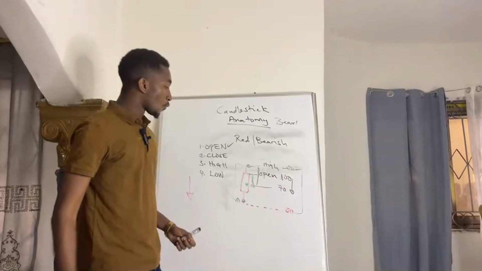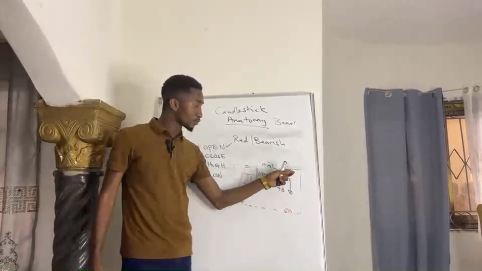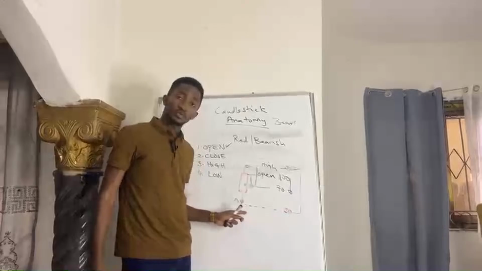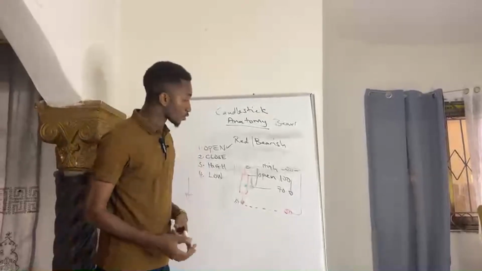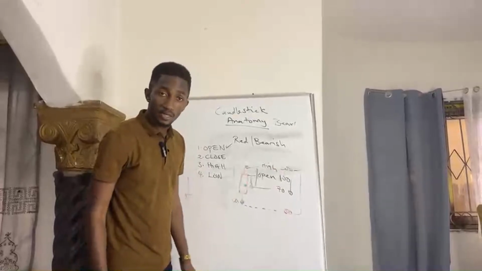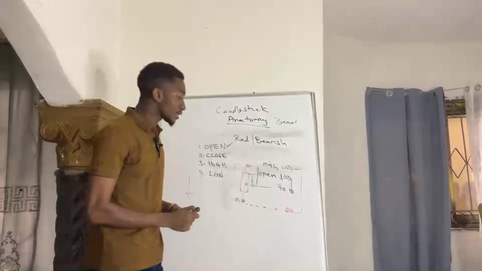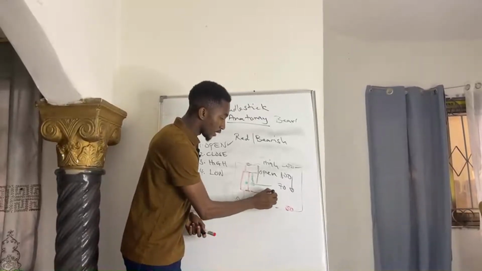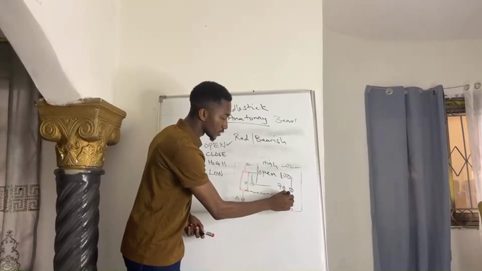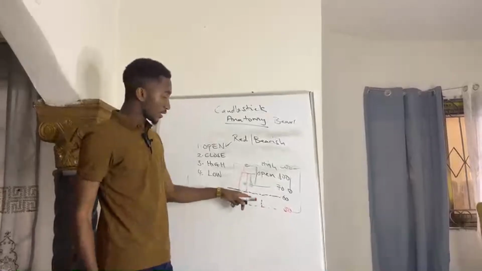So now, when the sellers push the price all the way down from 200 to this particular area, what happens? They are now tired because they took the market from $200 to $50. The buyers are now going to come in again to try and push this up. Let's say they push this all the way to 60. So this is going to be the close. This is where the candle tends to close.